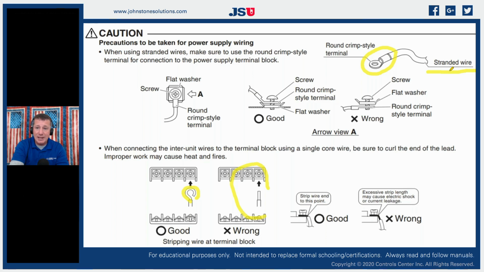So when we crimp an eyelet onto a stranded wire, it gives us a large, flat, solid surface to make a similar contact that we would have made with the solid wire. So even knowing how to land wires properly is going to be very important as we go forward with new types of communication in particular.